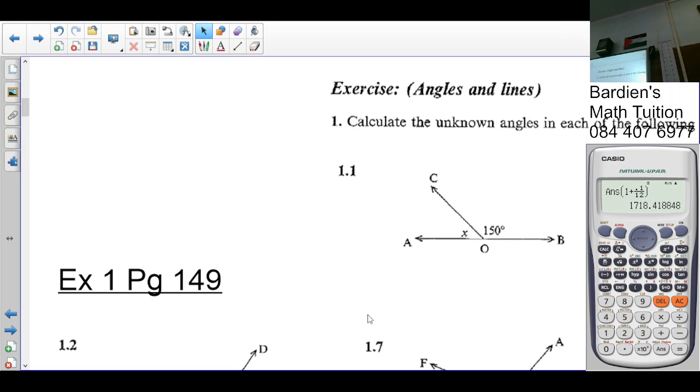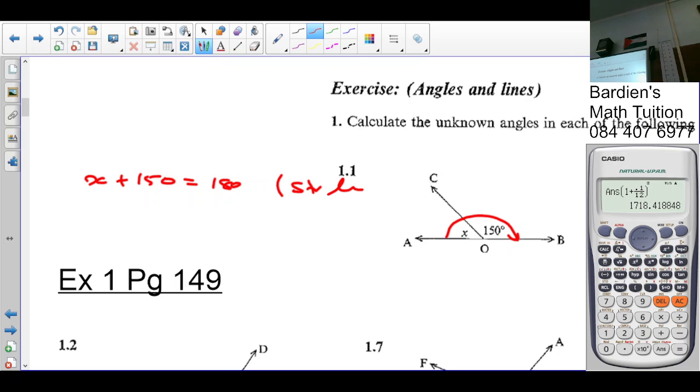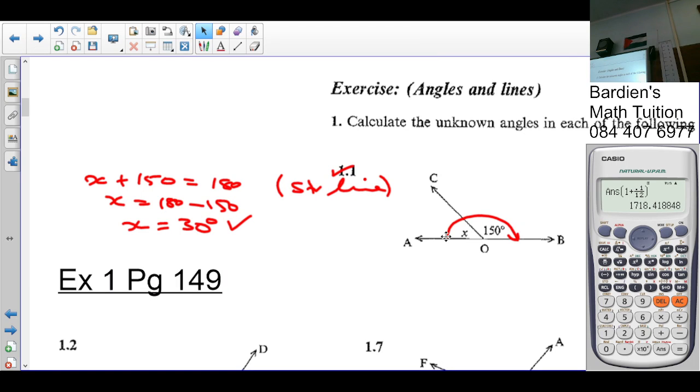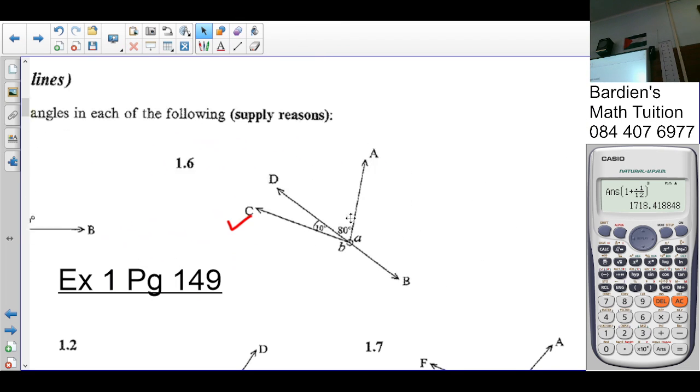Right, so I'm going to calculate x here. We're getting started with simple angles on a straight line. So what do we say? x plus 150 equals 180. The reason? Straight line. So x is equal to 180 minus 150, which is 30 degrees. You all got that? One mark there and one mark there. If your reason is different, please let me know, then I can check to confirm if it's acceptable or not.